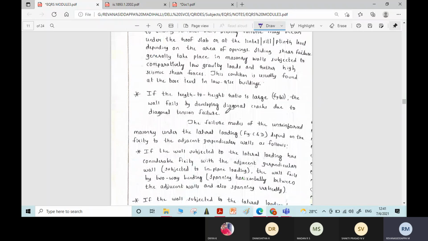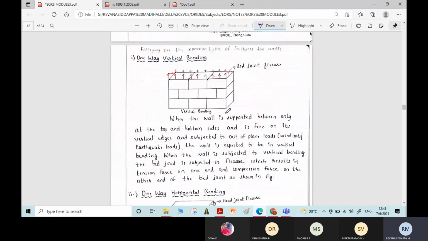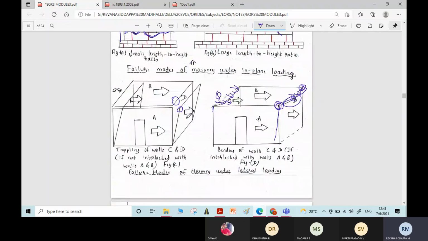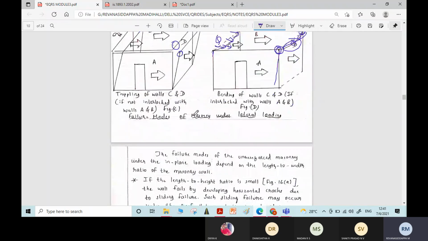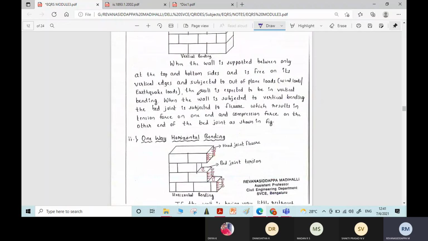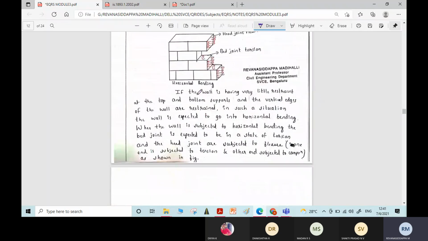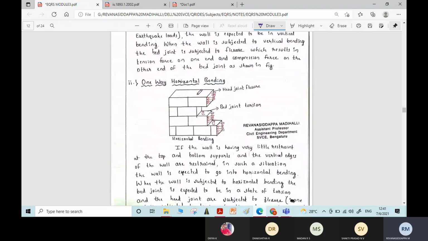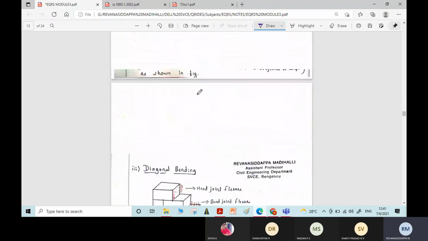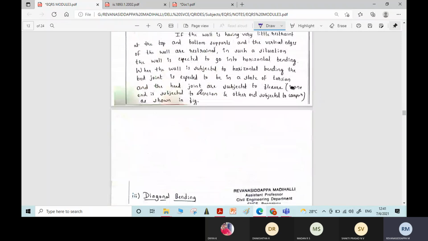The next topic is also in the failure pattern, with respect to the combined action. When you study the failure pattern in detail, there are different failure patterns which we come across depending upon the way in which the load acts onto the wall. That is one way vertical bending, one way horizontal bending, and diagonal bending. That we will discuss in the next class.